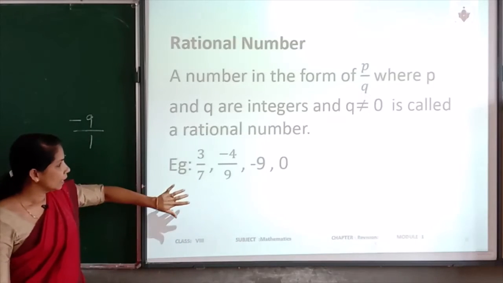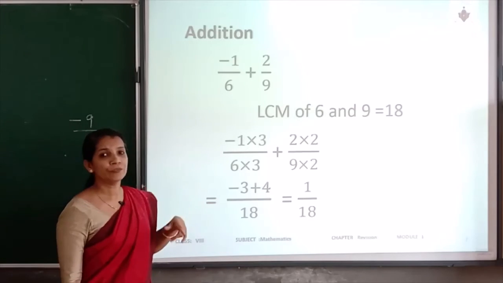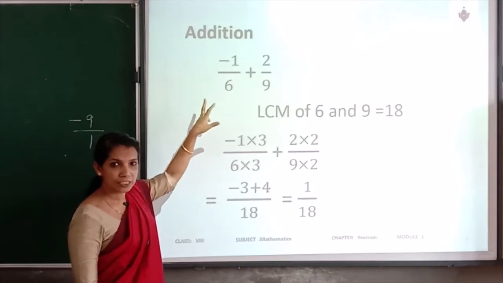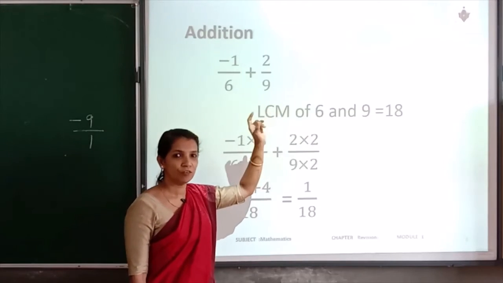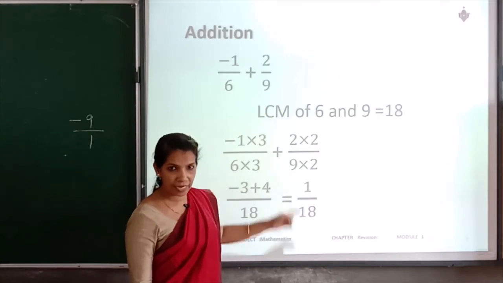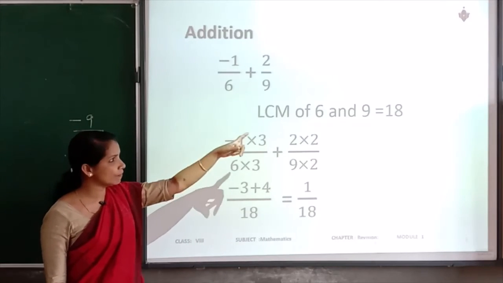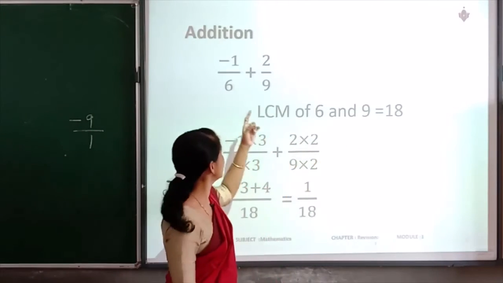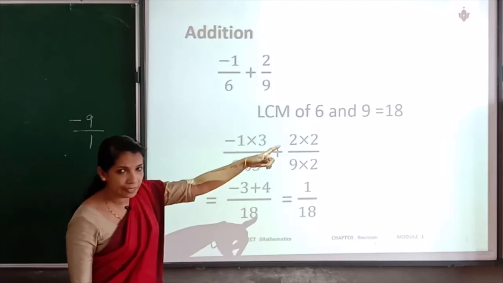Yes. Let's see the different operations on rational numbers. First, we'll see one example of addition of rational numbers. Example, first rational number negative 1 by 6 plus 2 by 9. What is the method? Which are the denominators here? 6 and 9. First you find the LCM of the denominators. LCM of 6 and 9, you know how to find the LCM, is 18. Now you have to convert these two rational numbers with the same denominator 18.